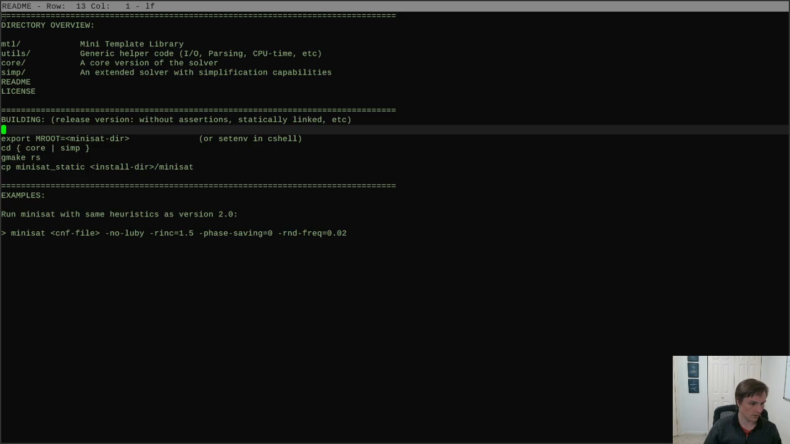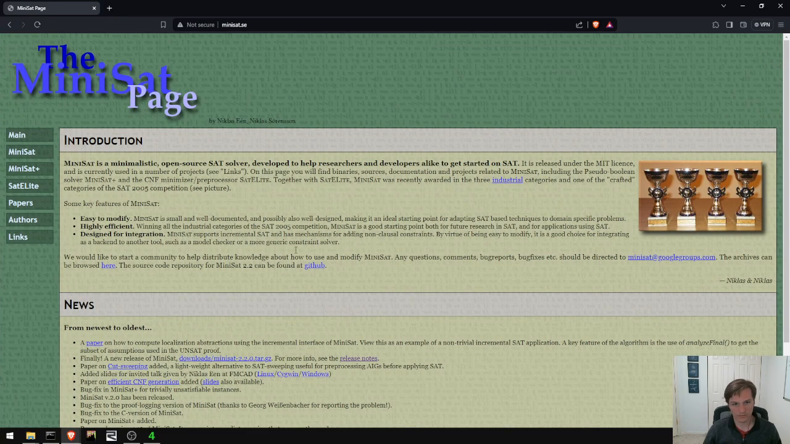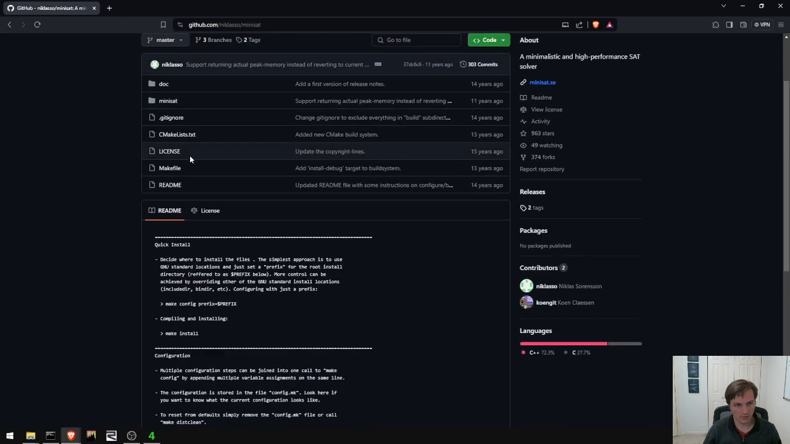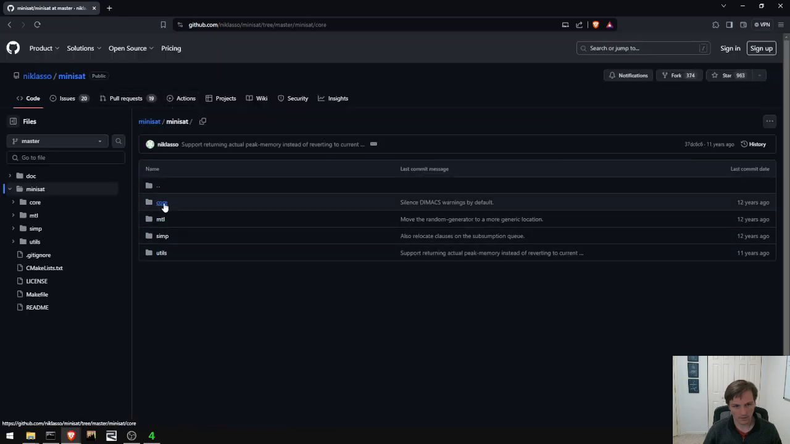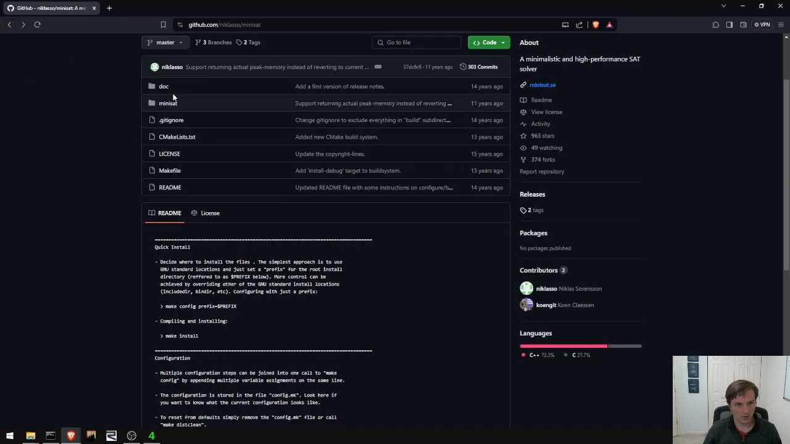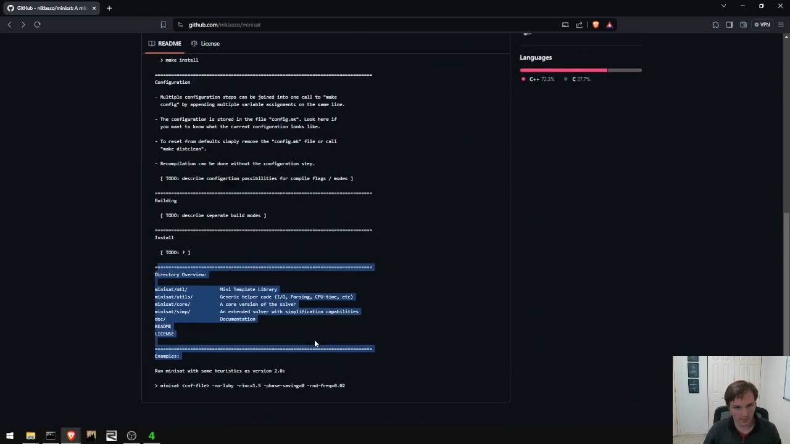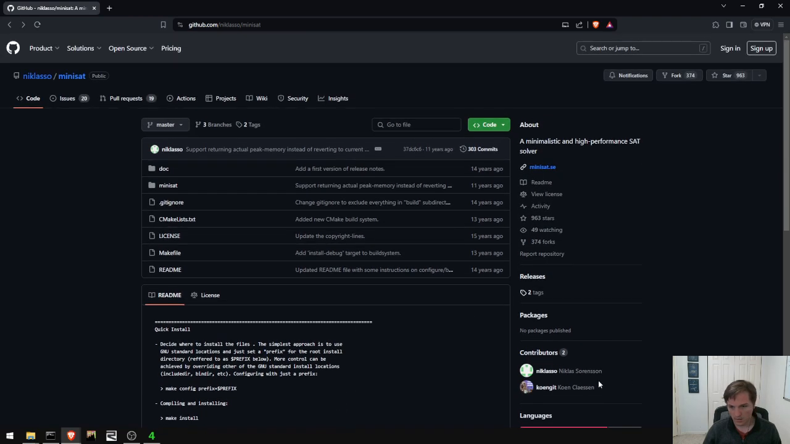When I go to Minisat, here's what I see. And I look around here, and honestly, oh, I don't think I saw this before. I don't know how I missed a GitHub link. Minisat. Yeah, this is what I have. I think I downloaded a tar GZ thing before, so this is a different path, but it looks like a very similar situation.